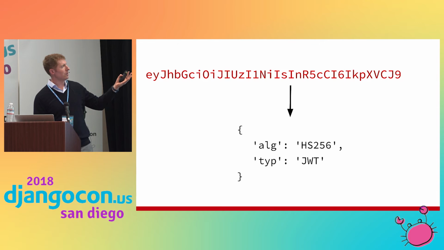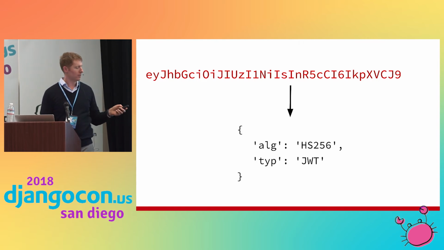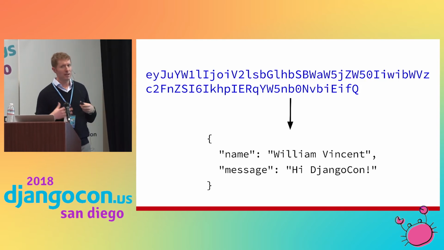To me, I think this is interesting. This is literally what that long string, that first one, says, and you can go prove that this is the case. We're specifying an algorithm and the type, JavaScript Web Token. Again, so it's not magic.